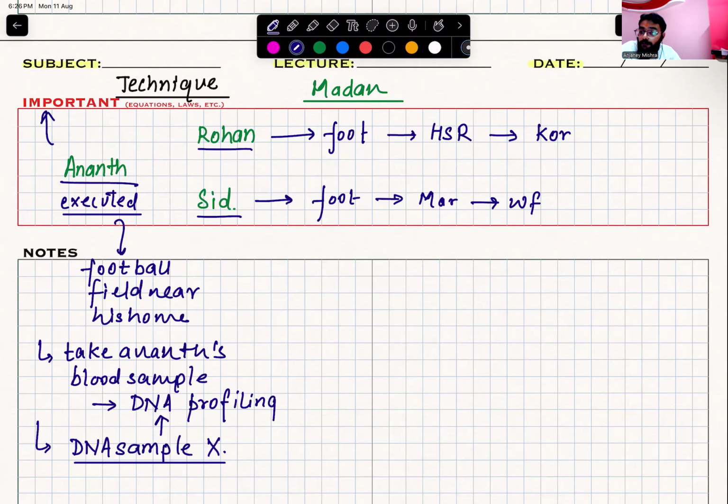So Madan says, fine, if you guys did not meet him, then there should be no point of your DNA in his nail. So what we do is we will take DNA sample from Rohan and Sid also.